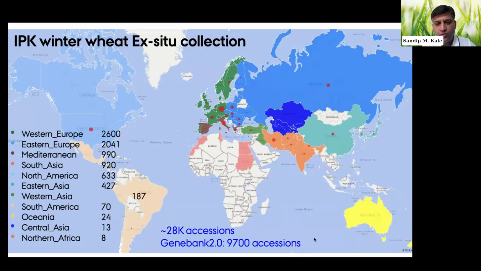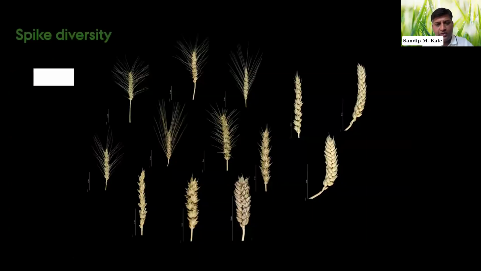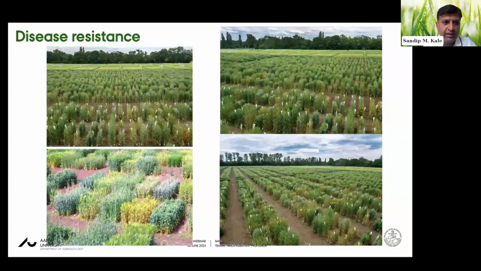In the Gene Bank 2 project, we aim to characterize 9,000 winter wheat accessions. This slide shows the distribution of the 9,000 winter wheat accessions all over the world. As you can see, mostly they were from the European region, but you also have good representation from other regions like South Asia and North America. You can also see there is a large amount of diversity in the spike traits, and there was also diversity in the disease response.